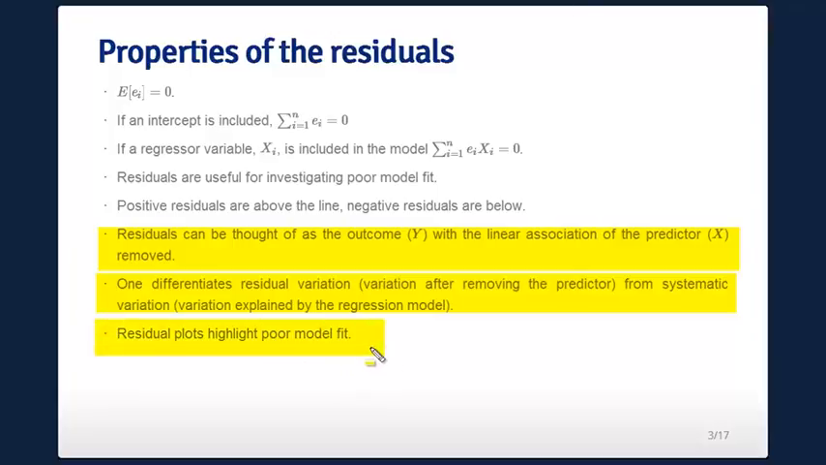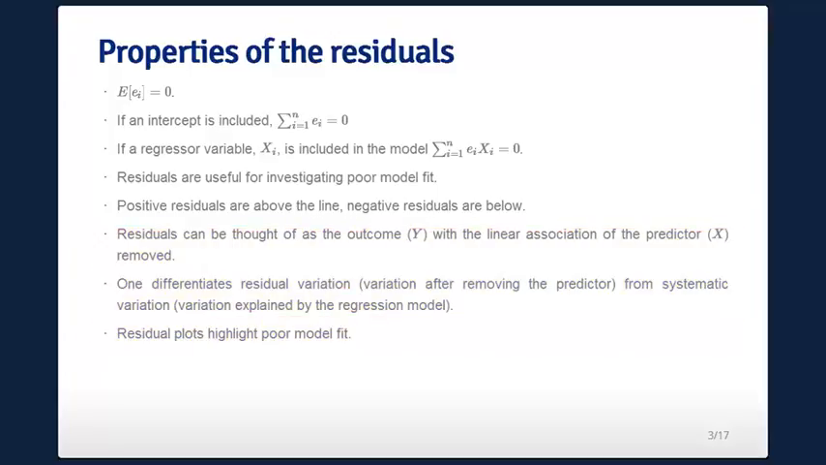Residual plots can focus in on aspects of poor model fit in a way that the scatter plot can't. And then when you go to higher dimensions with more variables, then you don't even have the equivalent version of a scatter plot. Okay.